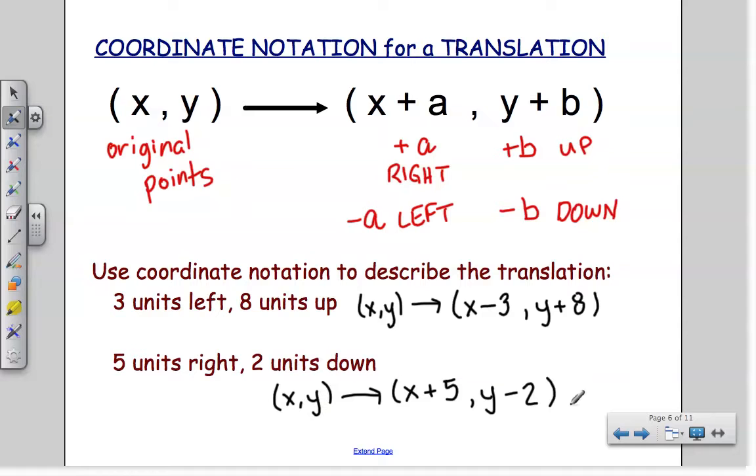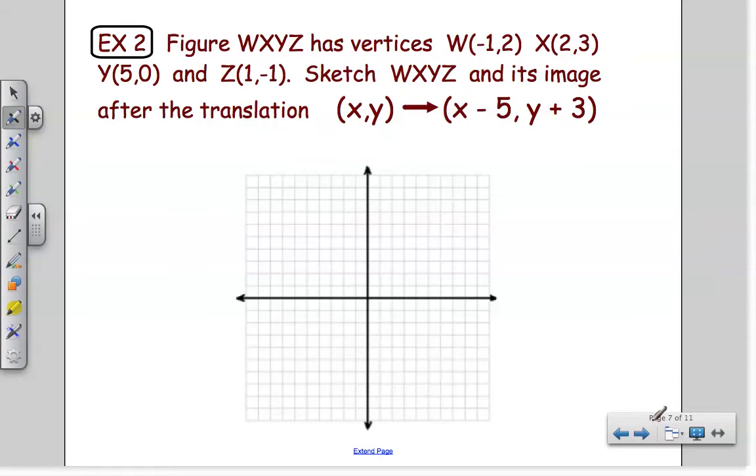You take your original x, y and describe how you're changing it, and we're going to see this on an actual figure here. So my original image, my pre-image, WXYZ, has these vertices. I want to sketch the original and its image. Remember, image is the new figure after this translation. So the original x comma y for each of these points is going to become, or translate to, x minus 5, y plus 3.